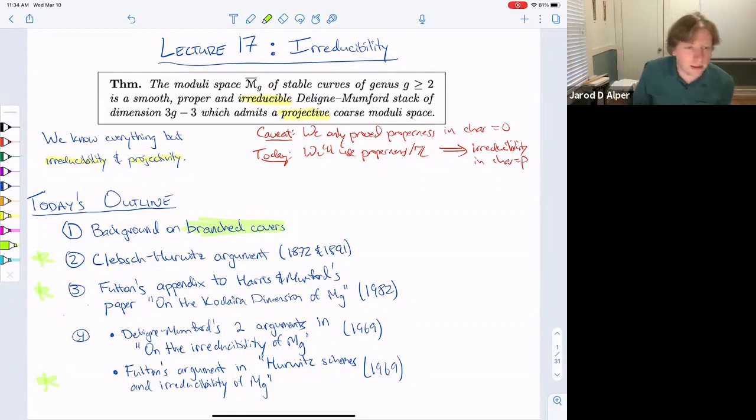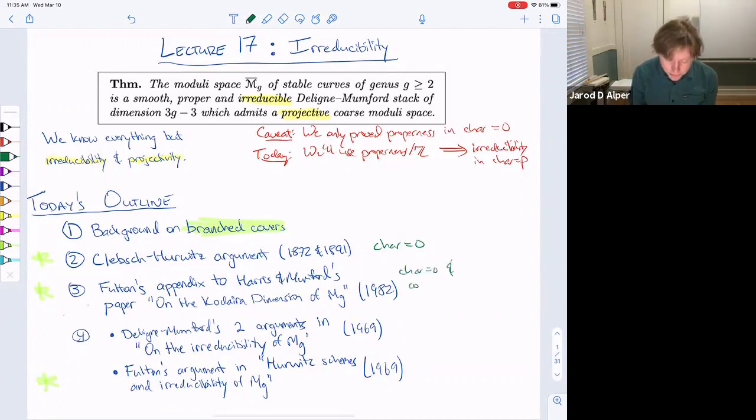The first argument I'll give is a topological one, or at least there are some topological ingredients, dating back to the 19th century. It's due to Clebsch and Hurwitz. So this is a characteristic 0 argument that does have some non-algebraic input. And then the next argument we'll give appears in Fulton's appendix to the Harris-Mumford paper on admissible covers, namely the paper on the Kodaira dimension of MG. This has the advantage of being characteristic 0 and completely algebraic.